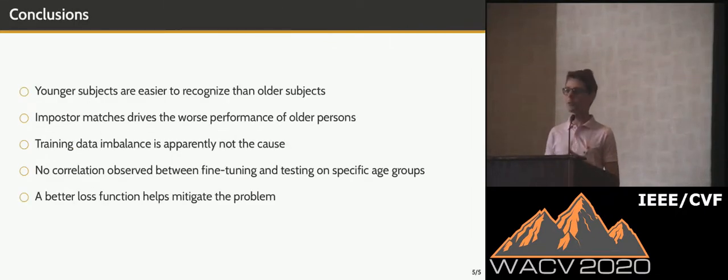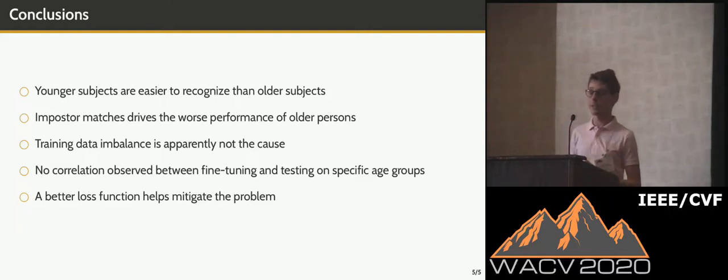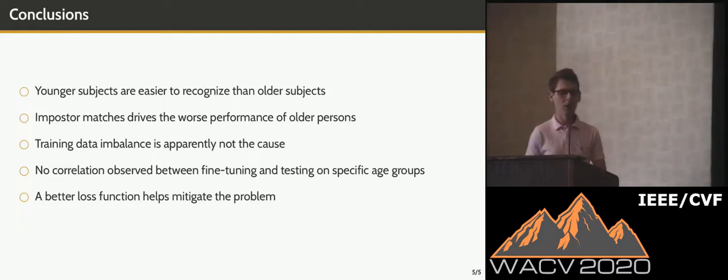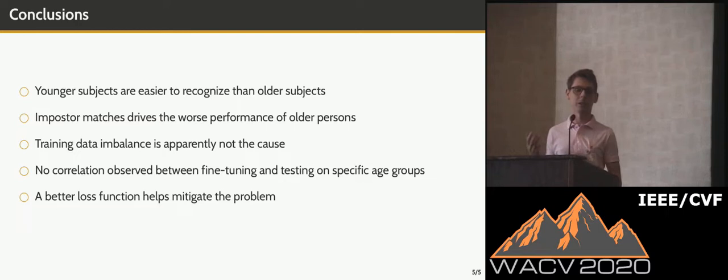In conclusion, we show that younger subjects are easier to recognize than older subjects, for deep learning methods. What is driving the worse accuracy for older persons are the imposter matches. That's going to be seen in my poster. Training data is apparently not the cause for this, as we didn't see correlation between training and testing on age-specific groups, and a better loss function helps mitigate the problem. That was the case for ArcFace.